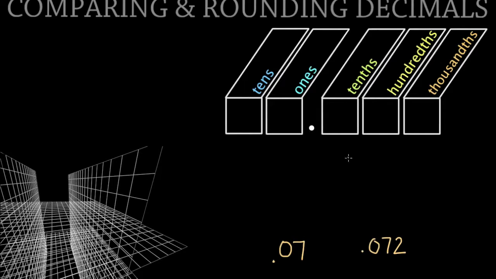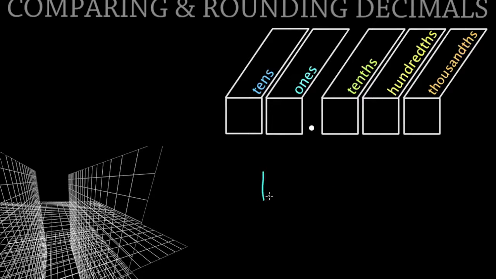7/100ths looks like this: decimal, 0, 7. And 72 thousandths goes decimal, 0, 7, 2. And anytime you're missing a number, you can always fill in a 0. So here we have 70 thousandths and 72 thousandths. So obviously the 72 is greater than the 70, or 72 thousandths is greater than 7/100ths. Let me show you another one.